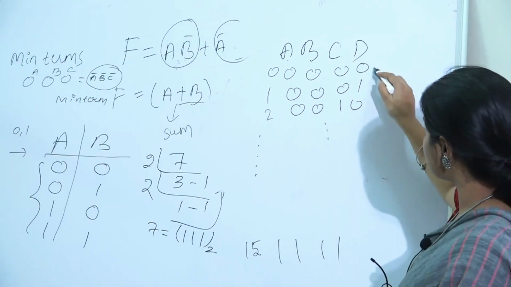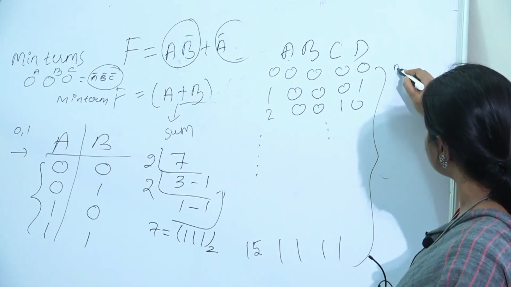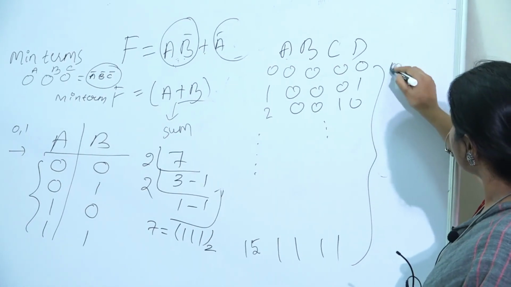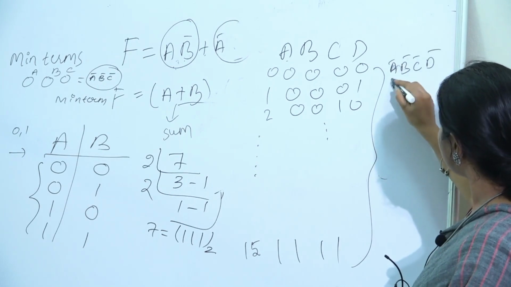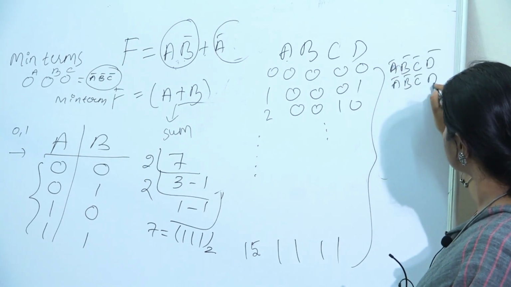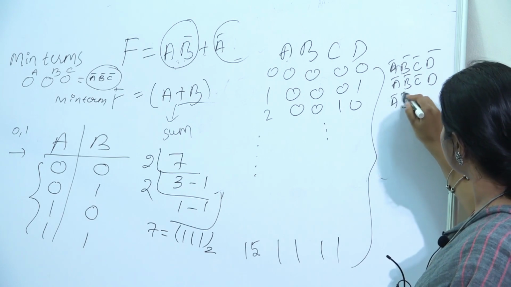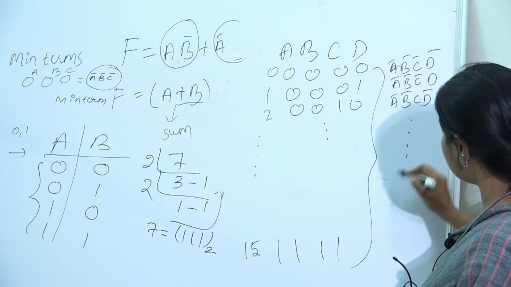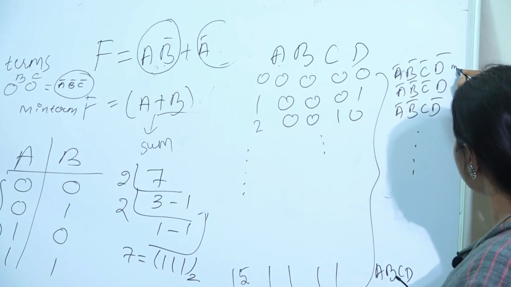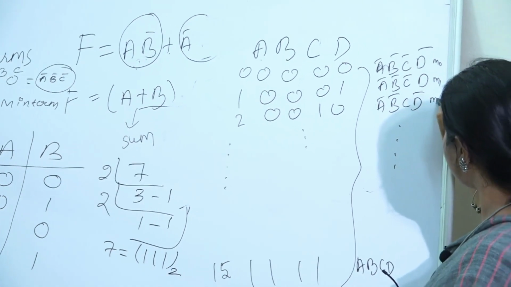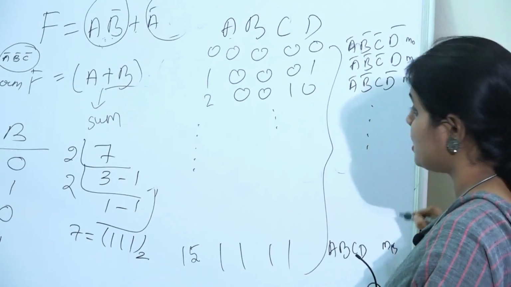Okay, so all these 16 input variables for which I have the designated minterms as A bar, B bar, C bar, D bar, A bar, B bar, C bar, D, A bar, B bar, C, D bar till A, B, C, D, which will be designated as M0, M1, M2 till M15.